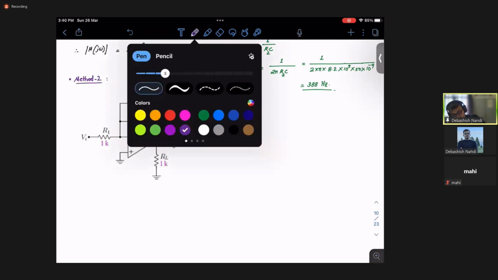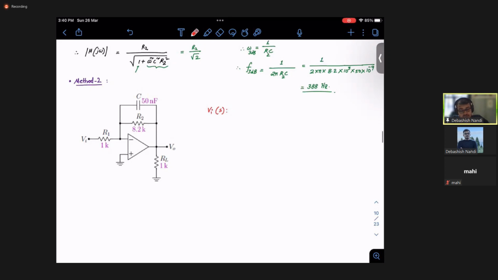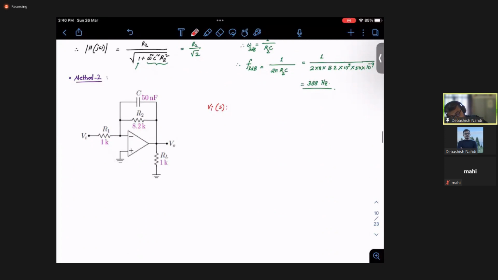See, what you can do, you need to check the input signal frequency, right? Understand this point very carefully. What I did to find out whether it is a low pass filter or not, I checked how my response is at omega equal to 0, and how my response is at omega equal to infinity, right? So when my omega equals 0, that means s equals j omega equals 0. That means my Vi of 0.